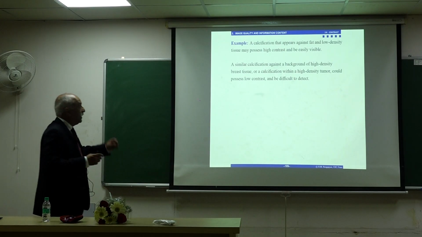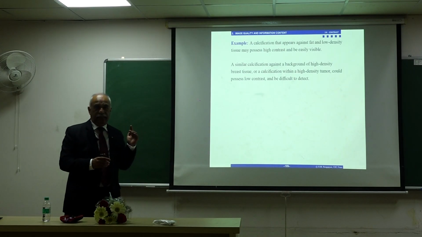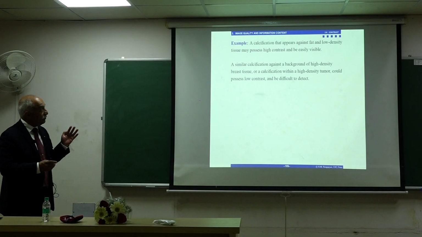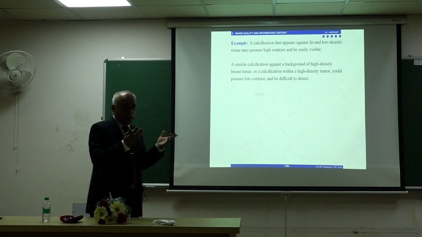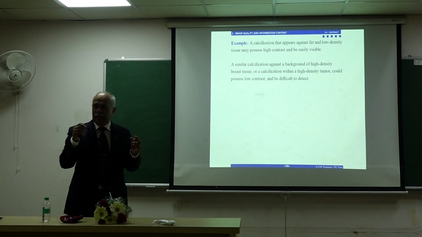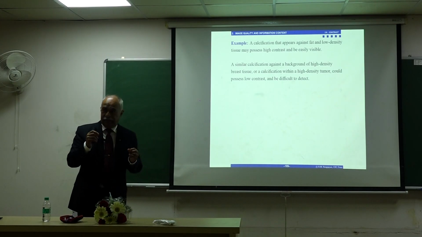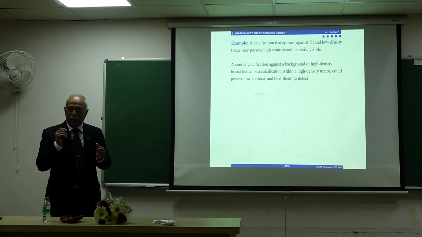So how does it matter? In terms of calcifications in mammograms. Calcifications are deposits of calcium in the breast. Breast tissue is soft tissue. Calcium is harder and will have higher attenuation, so will appear brighter.